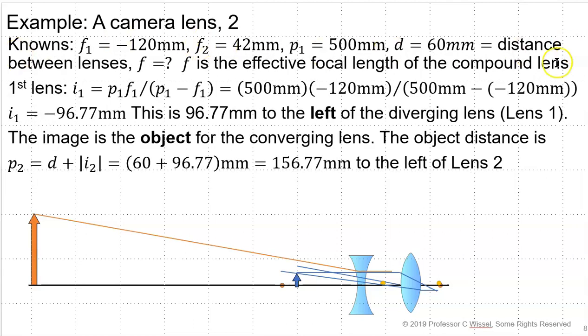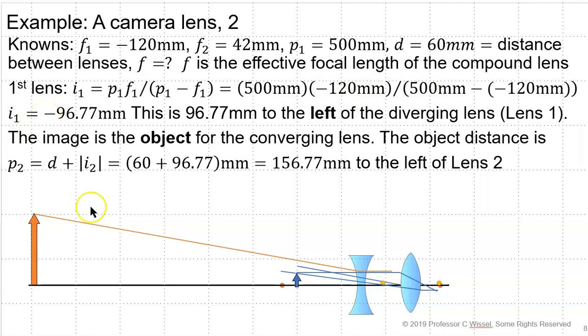Okay, this is just a repeat of what we had before on the previous page. You handle the first lens, the one that the light comes into first, and you just write down what it is. I1 equals P1 F1 divided by P1 minus F1. And we have everything set up. We've got all the signs correct. All the units are correct. Turns out that I1 is 96.77 millimeters.